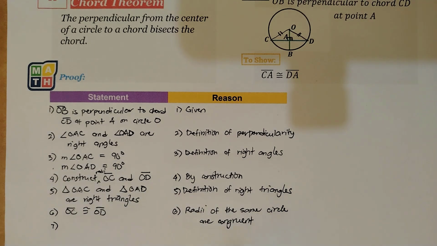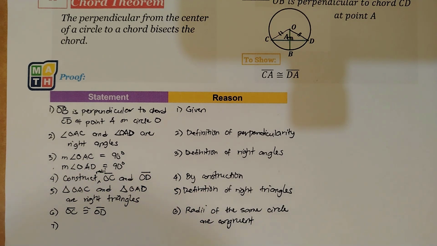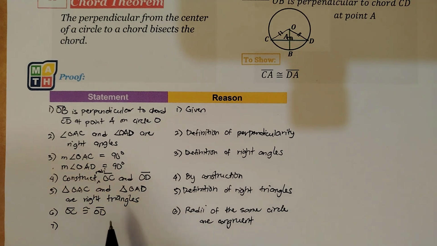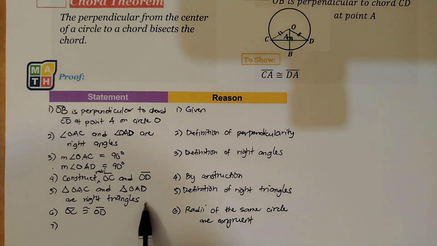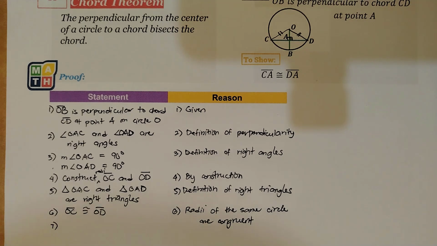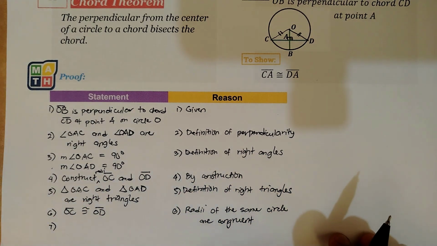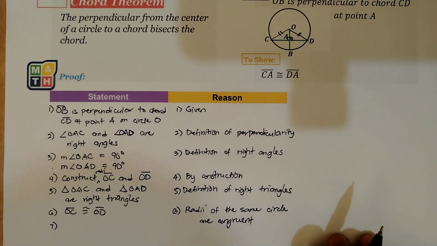Since we're talking about triangle congruence, remember the SSS, SAS, and ASA triangle congruence postulates. We might be using those from time to time. But in this case, since we have established that they are right triangles, we also have triangle congruence for right triangles. We have either LL, HL, or HA congruence theorem.